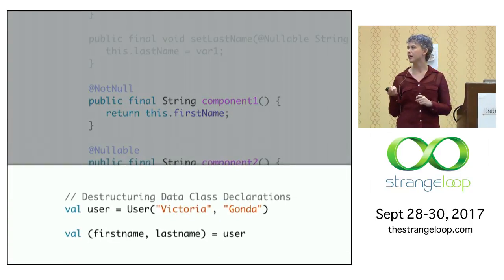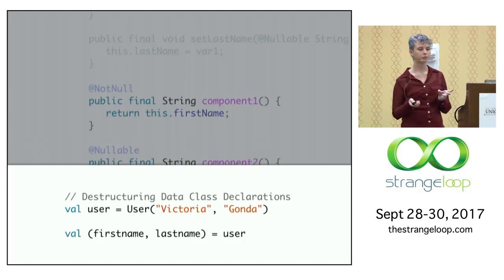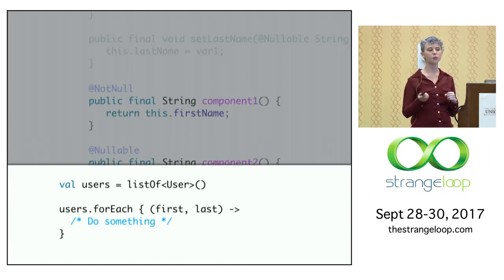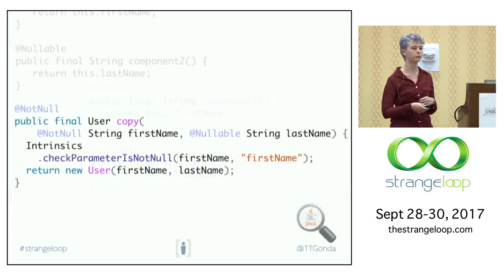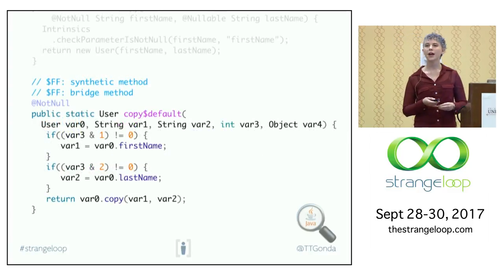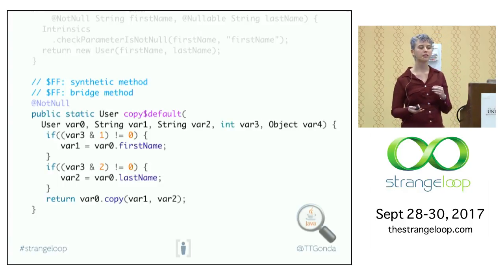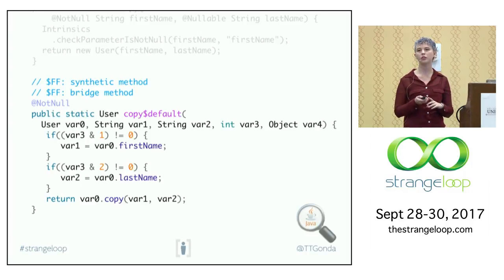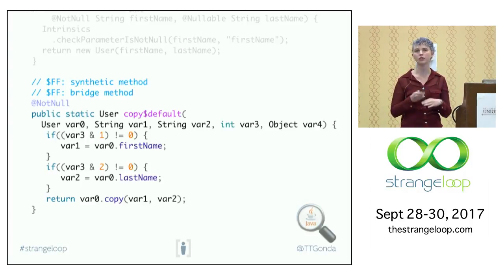We can use that to break down a user into the different parts. This feature can be helpful in lots of different places. One example is in loops, if you're looping through a list and using all of the properties on that object. We also get a copy method, which can be really useful if you're working with immutable objects. For copy, there's also a synthetic bridge method. What we really care about with this is what it means for us. It makes it so that developers can choose if they want to modify a property when they're copying it or just make an exact copy.